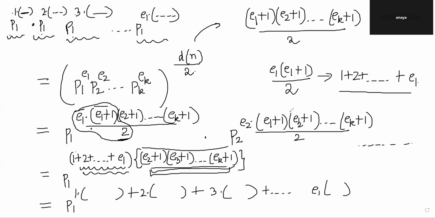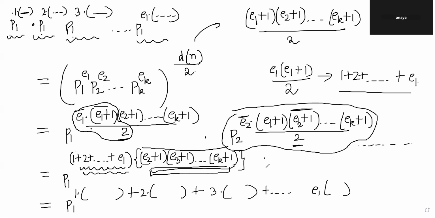Similarly, there are terms like this now, P2 power E2, right? Then we will combine E2 and E2 plus 1 by 2 and think of it as the sum of the first E2 numbers. Do you understand what I'm saying? And the rest of the divisors are untouched, the rest of the powers of E1 plus 1, E3 plus 1 till EK plus 1.